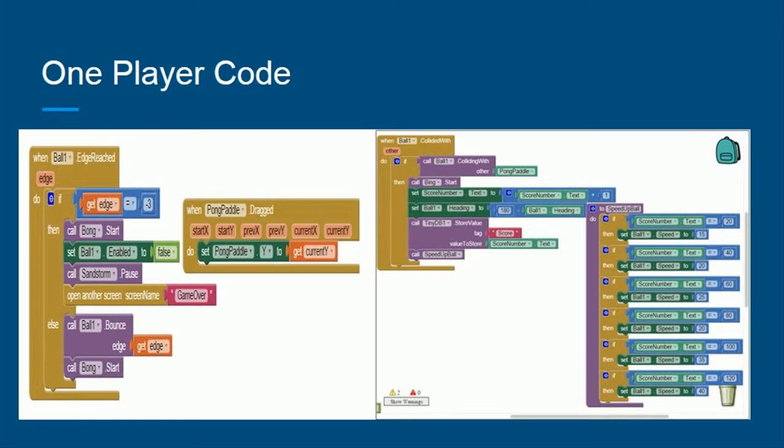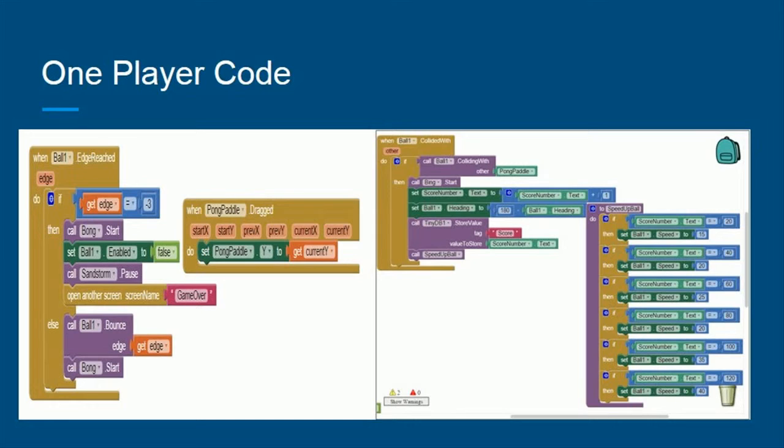These are the most significant blocks in the one-player version of Pong. The when Ball1.EdgeReached block dictates what the ball will do when it hits an edge. If the ball hits edge 3, the app will play the bong sound effect, disable the ball from moving, and send the player to the game over screen. If the ball hits a different edge, the ball will bounce and play the sound effect. To get the Pong paddle to only move vertically, I used the PongPaddle.Dragged block to only have the paddle recognize the y coordinates.